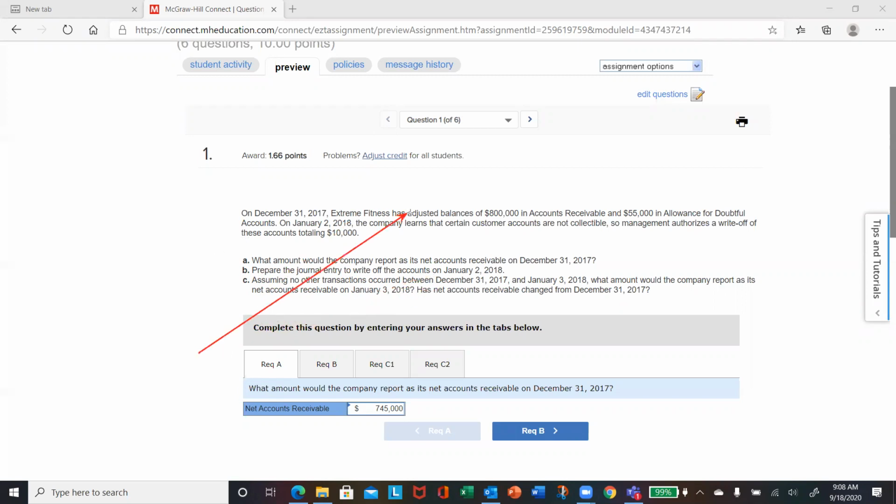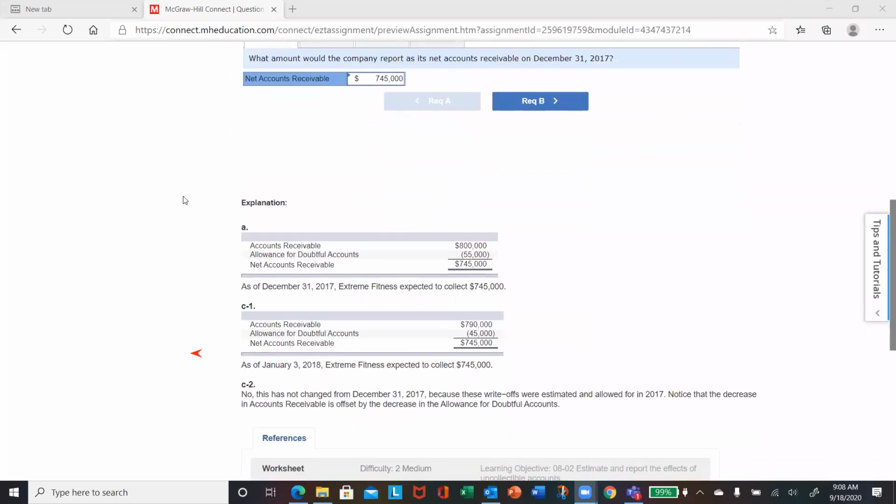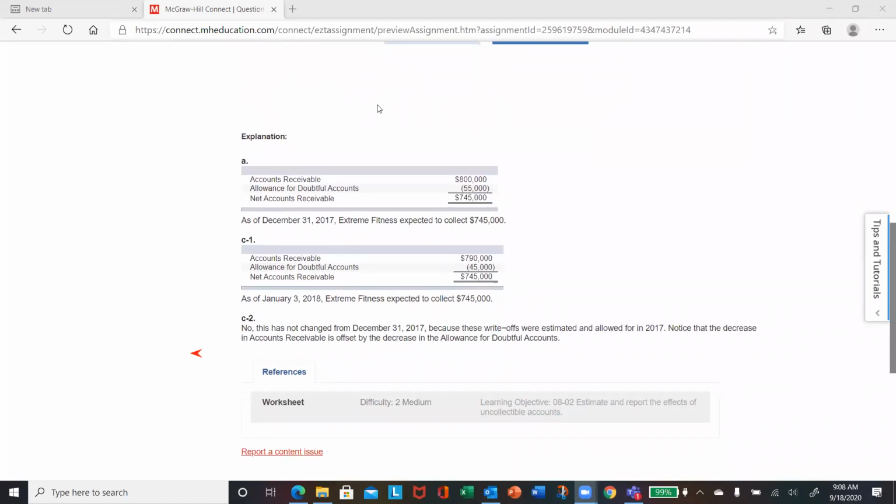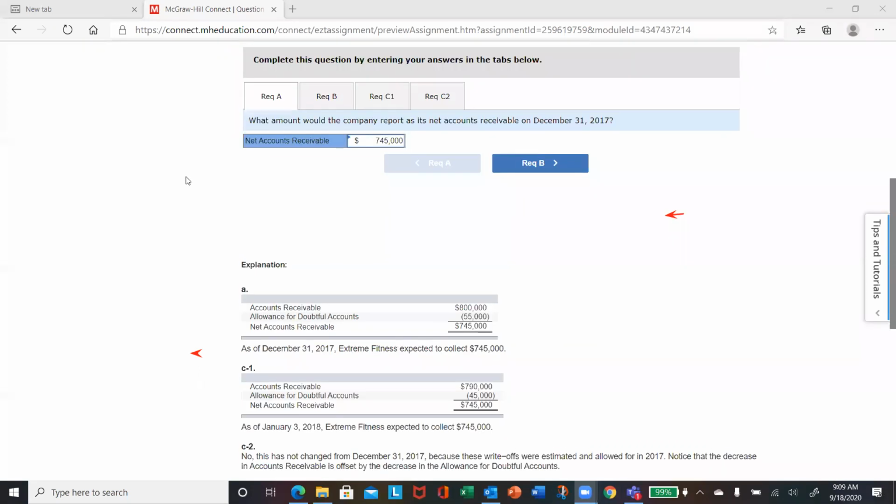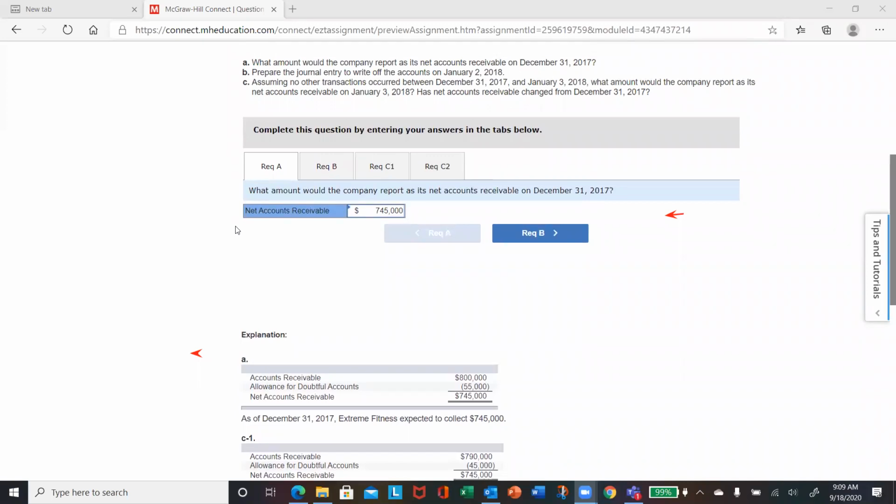All right, so in the problem, they give you the adjusted balances of accounts receivable to be $800,000, and the allowance account is $55,000. So do Part A. Let me scroll down and let me show you this. All you do is you would take that $800,000, subtract out the allowance. Remember, that's the contra asset. So 800 minus 55,000 would give you your net accounts receivable of $745,000. So if you go back up, that's essentially what they want you to put for Part A.